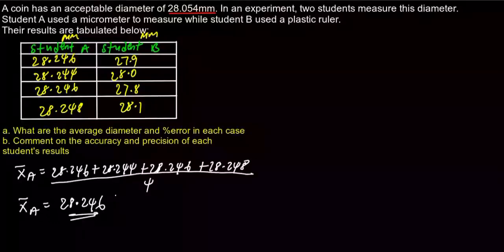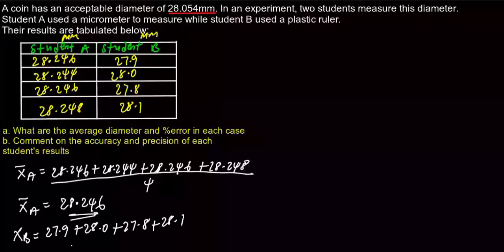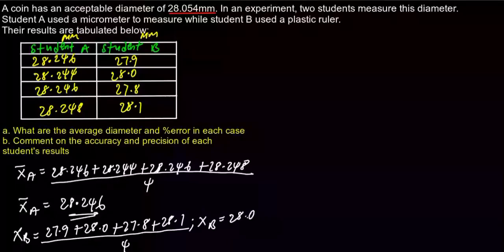And what is the mean of student B? That's equal to 27.9 plus 28.0 plus 27.8 plus 28.1, everything all over 4. And the mean of student B will be equal to 28.0. So that's the mean. Let's cross check that.